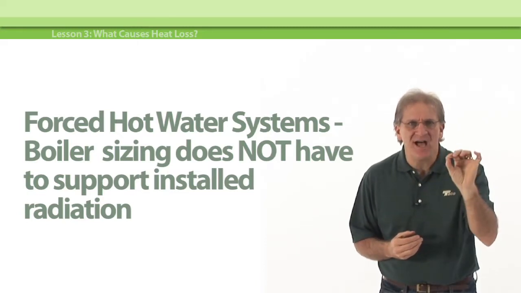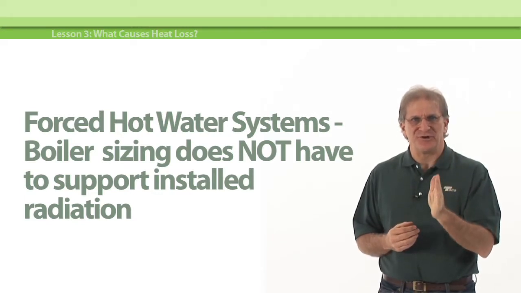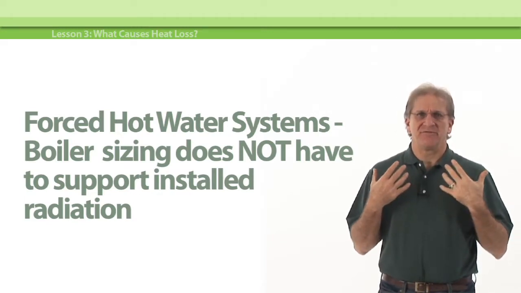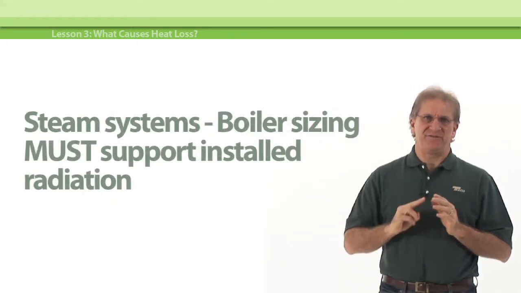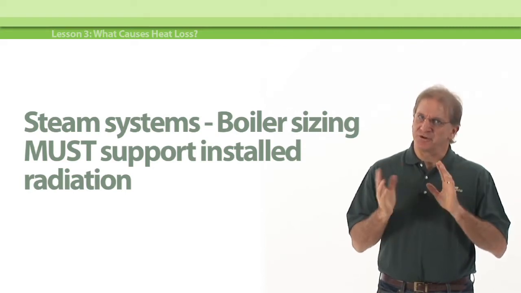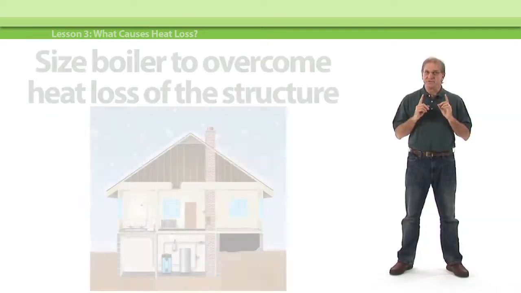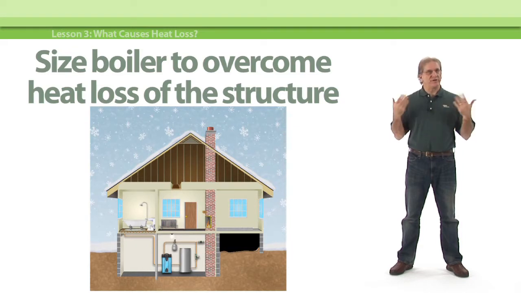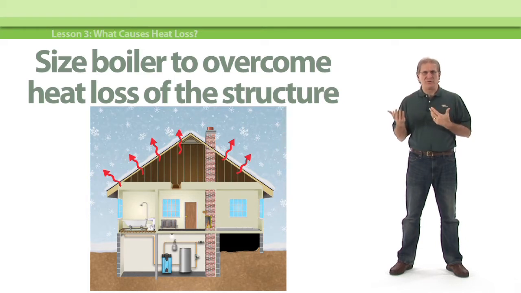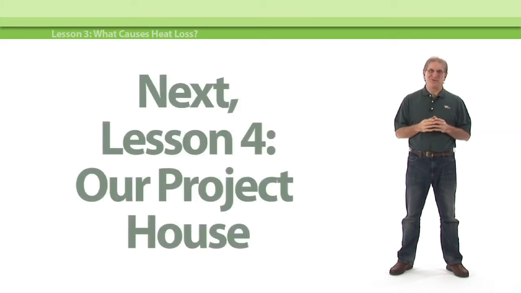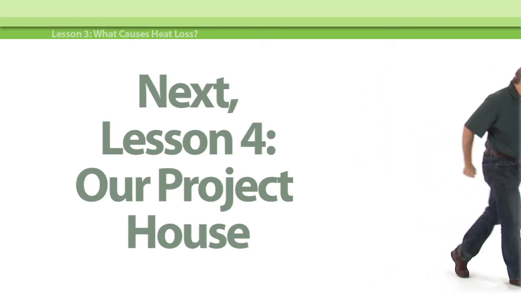One more note. It's important to know that when it comes to a forced hot water system, the boiler does not have to be sized to support the installed radiation. It only has to be big enough to cover the calculated heating load of the building. A steam boiler, however, does have to be sized to support the installed radiation. A forced hot water boiler doesn't. The smart way to spec the boiler is to size it to overcome the heat loss of the structure. That way you're not guessing and you're not relying on how smart or how good the last guy happened to be. You're working with facts that allow you to size the boiler just right. And your customer's going to be happy and you're going to look good. That's why we're going to go on to the next lesson, so follow me.